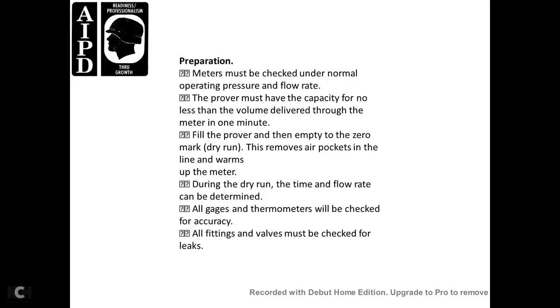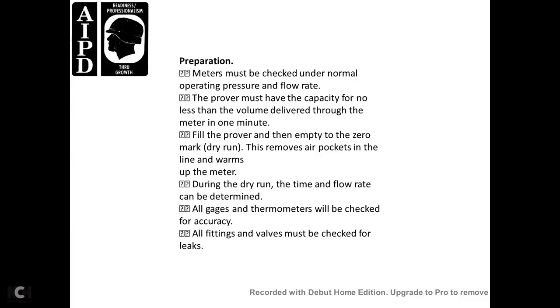Preparation: meters must be checked under the normal operating pressure and flow rate. The prover must have a capacity of no less than the volume delivered through the meter in 1 minute. Fill the prover and then empty it to zero. Make a dry run to clear the prover of air pockets and warm up the line at the meter. During the dry run, the time and the flow rate can be determined.